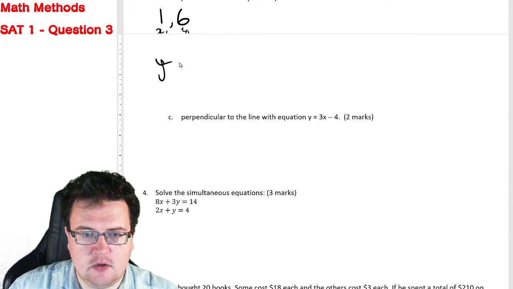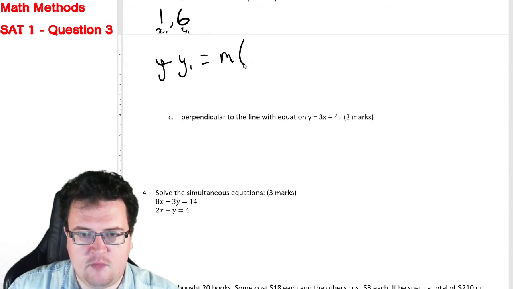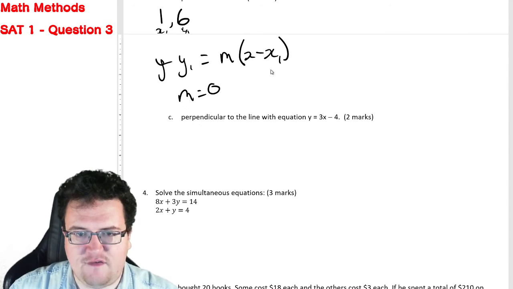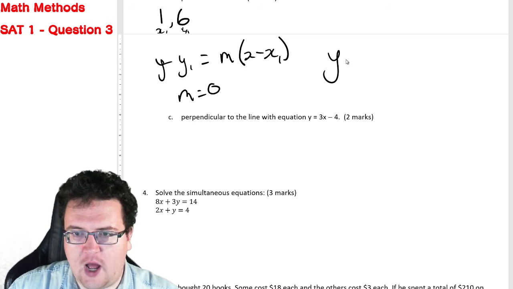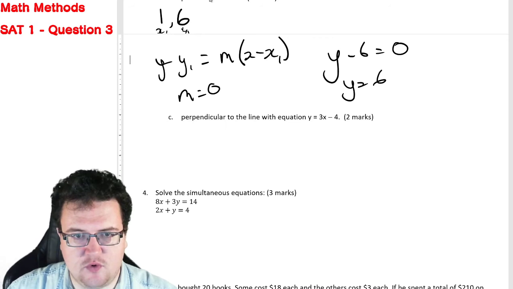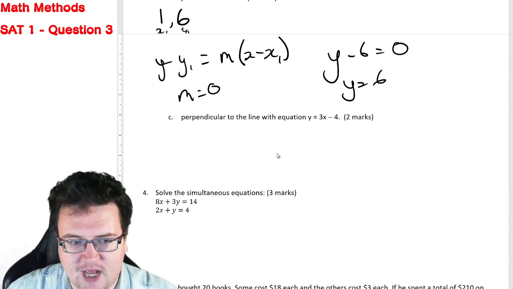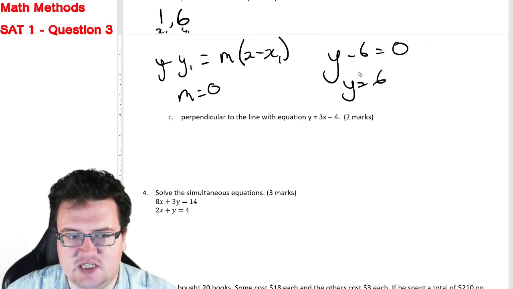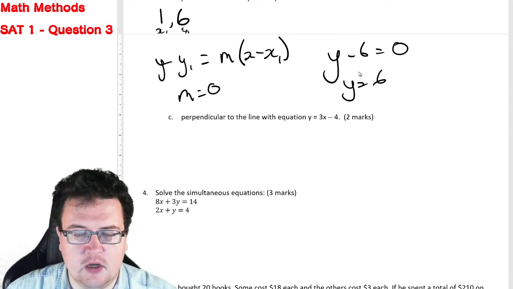y minus y1 equals m bracket x minus x1. If it's parallel to the x-axis, m is 0. Therefore, y minus 6 equals 0. y will just equal 6. Which makes sense. It passes through 1, 6. But it passes through 2, 6, 3, 6, 4, 6, 5, 6, 6, 6, 7, 6, etc.